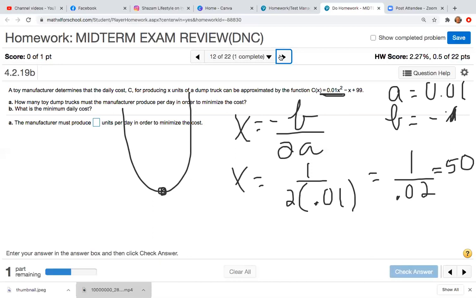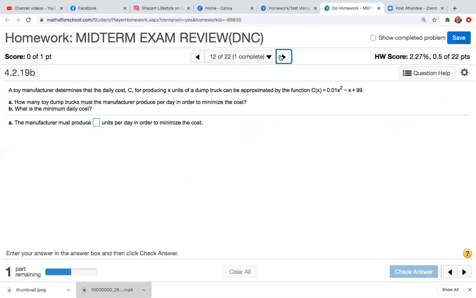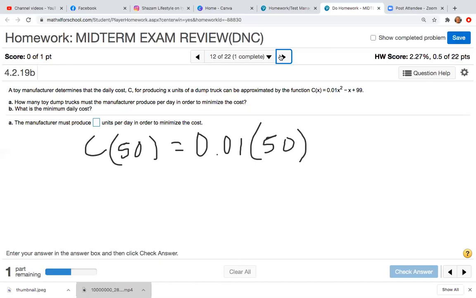Now part B, what is the minimum cost? So now you know how many trucks must be produced to minimize the cost. So to find the minimum cost, we're going to take the answer and substitute it right back into the function. So to figure out the minimum cost, we're going to do C of 50, okay, is equal to 0.01 substituted in for every single X, 50 squared minus 50, and then plus 99.